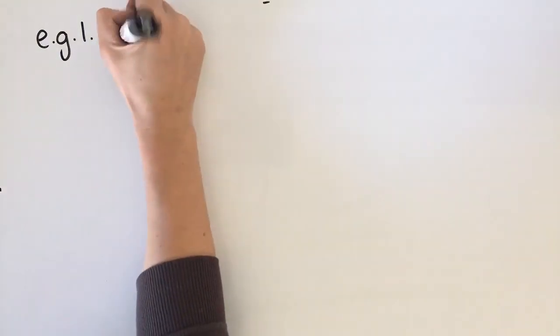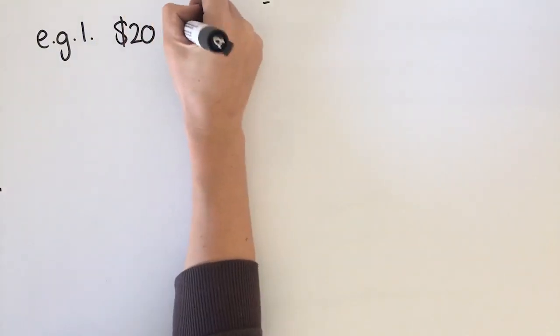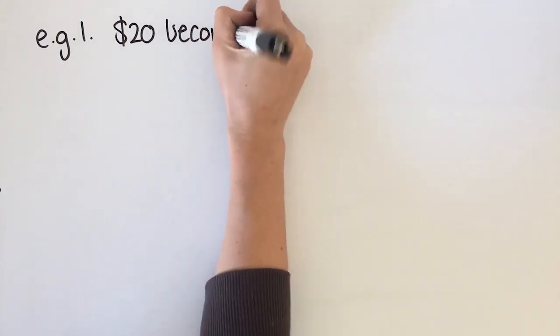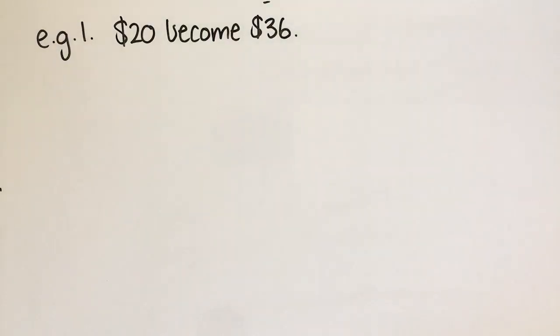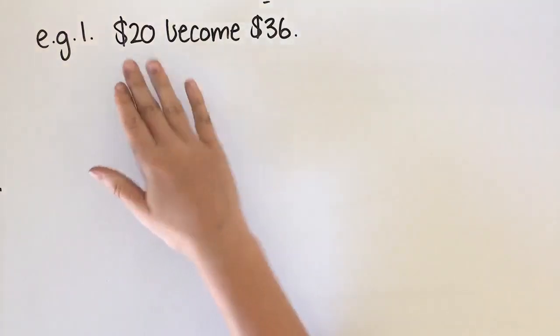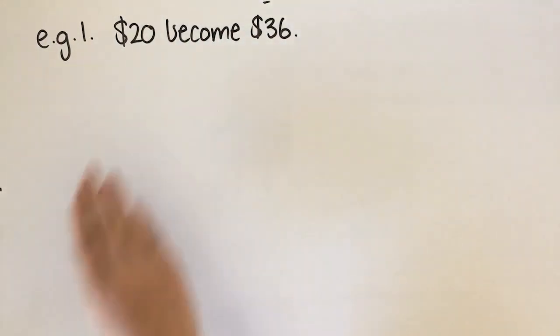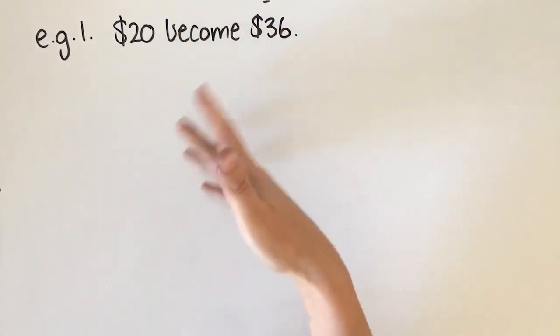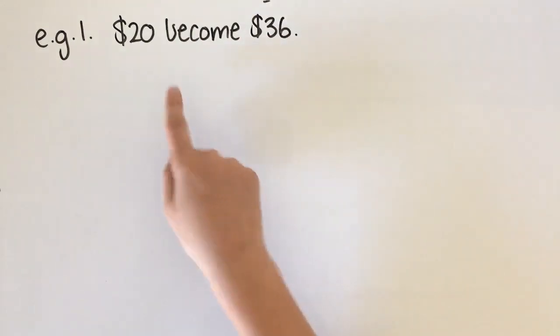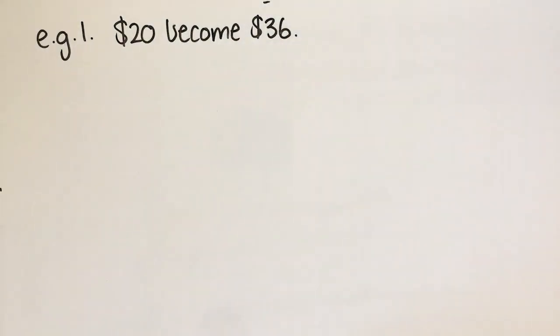For our first value, we've got $20 and it's going to become $36. Okay, so the first step is to determine the amount that it's changed. So this might be like something that was for sale and then they've made it more expensive, okay? That's kind of the scenario that we're talking about. So we need to figure out what the change in value has been, okay?